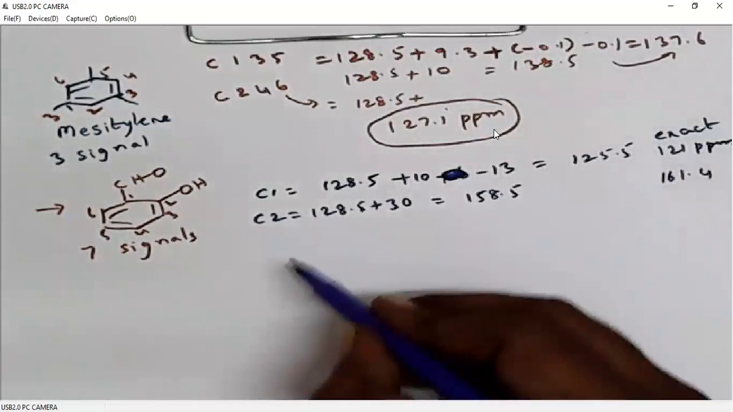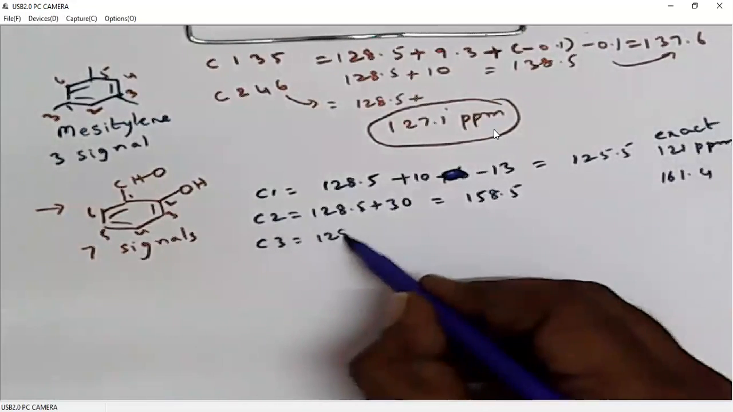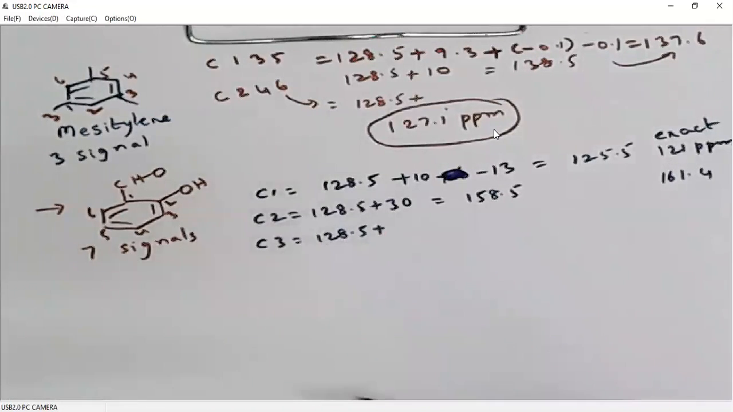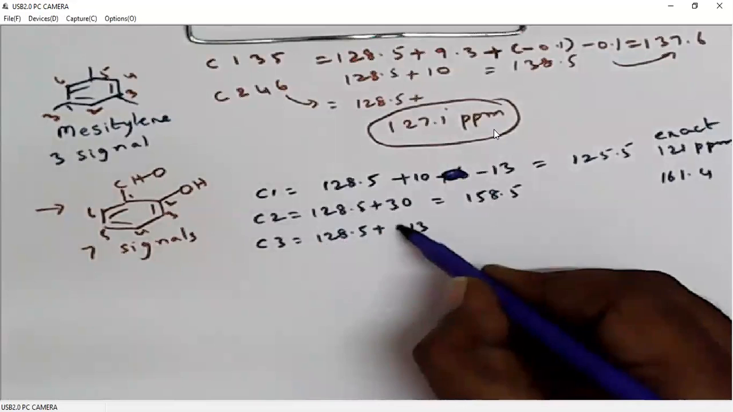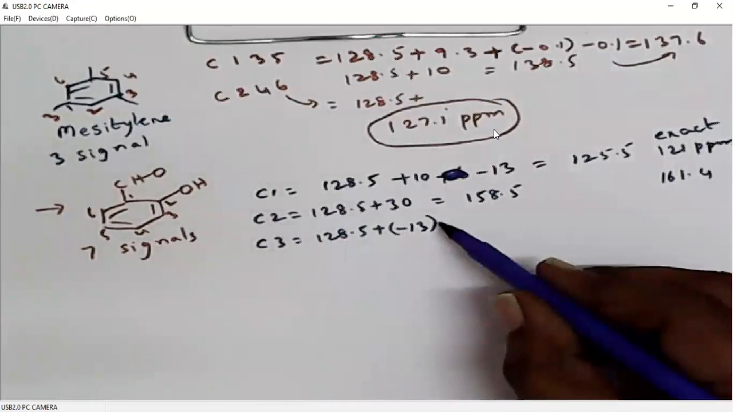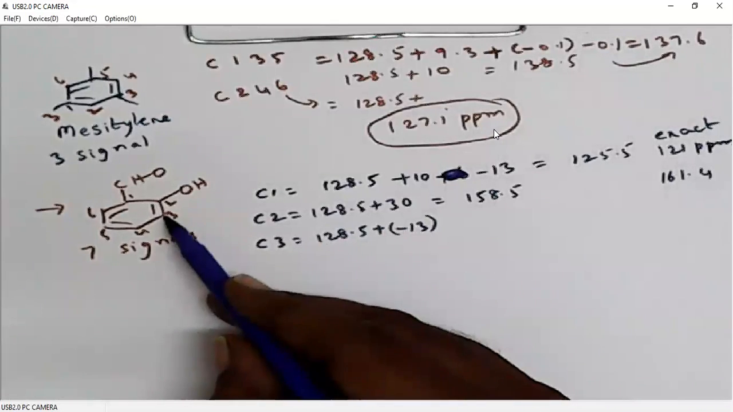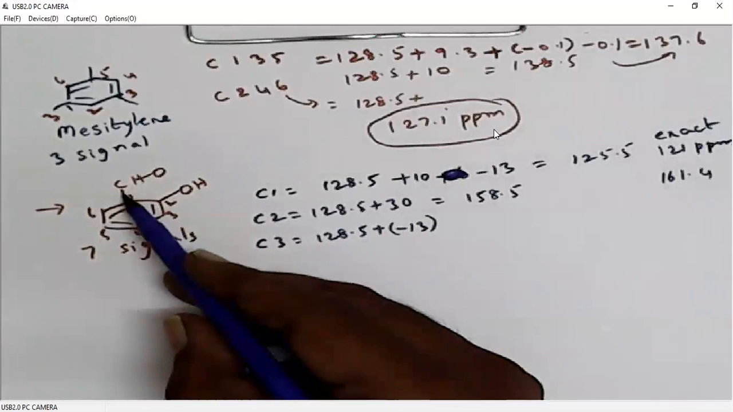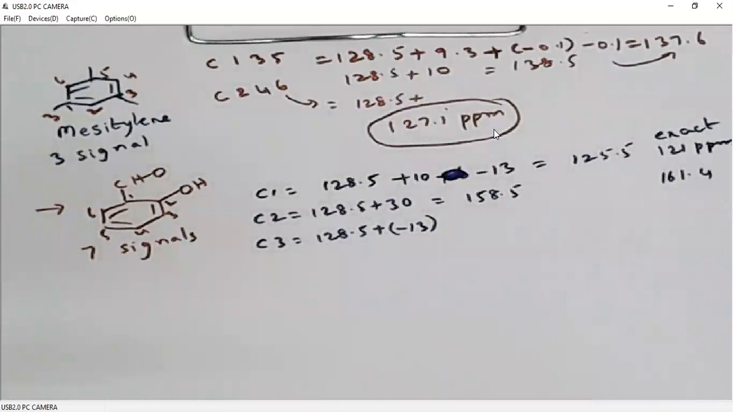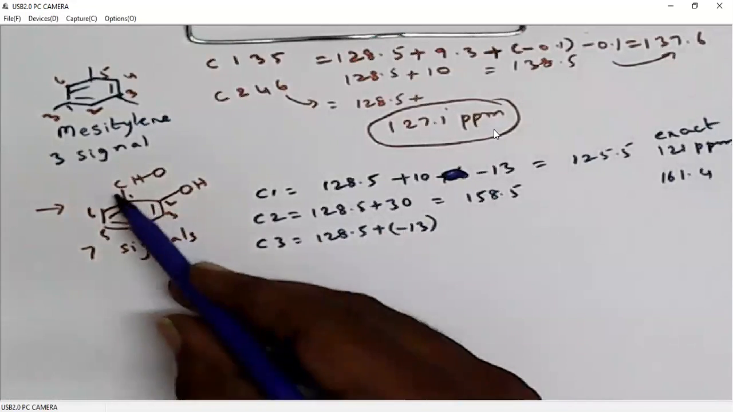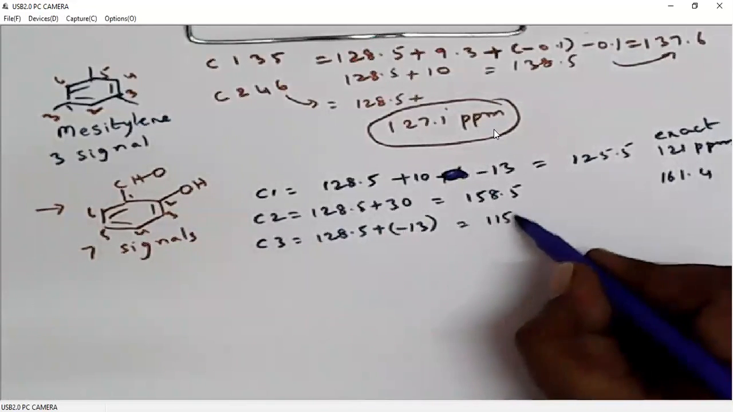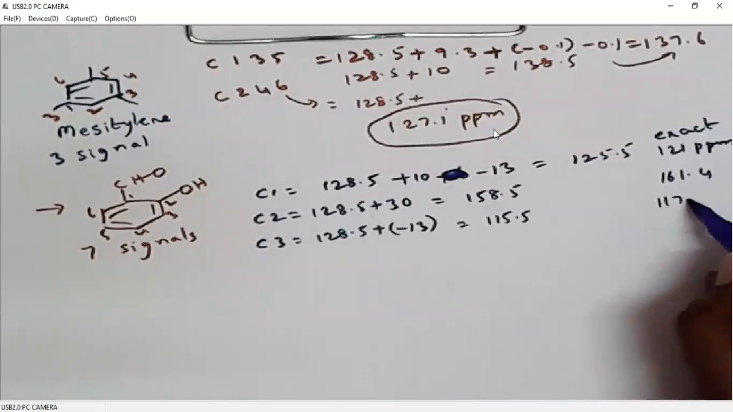Now we will calculate it for C3. C3 base value is 128.5, and we don't have any substitution here. We have OH at ortho. As I said, subtract minus 13 because it is 30 minus 13. We will ignore meta, para minus 7. And for C3 we have aldehyde at meta position. We will ignore it. Aldehyde we will only consider alpha and para. So the resultant is 115.5. Exact value is 117.4.